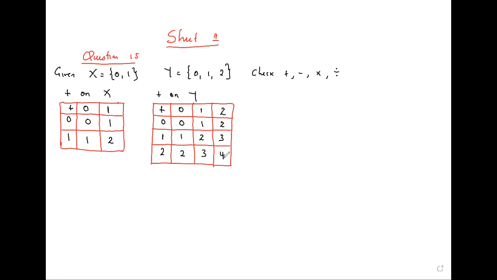Okay. So now let's comment. Is plus a binary operation on X? No, it's not. So plus is not binary on X. Why? Because there's a 2 in there.